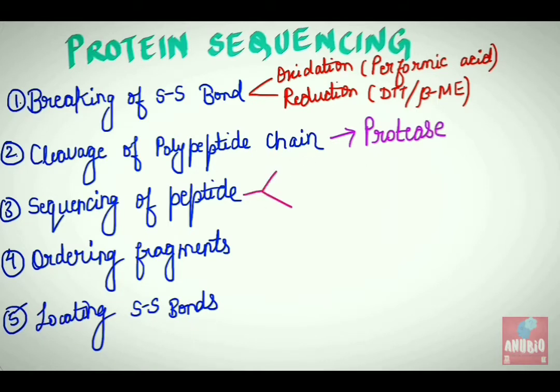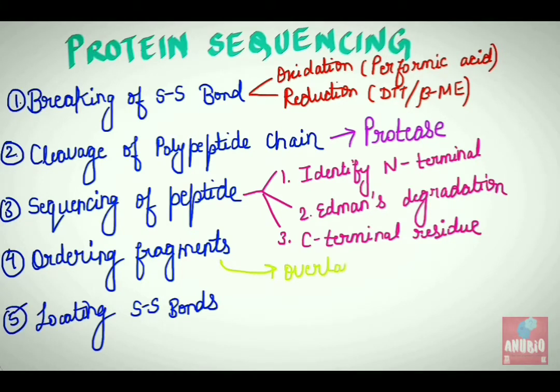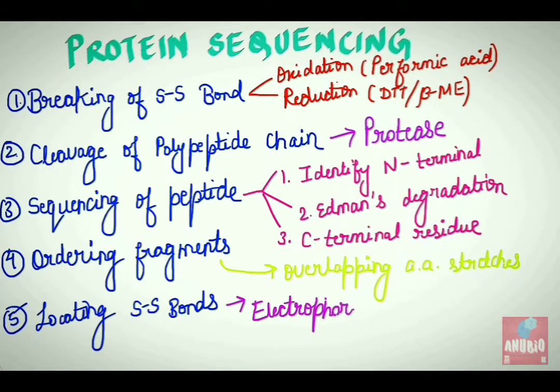Sequencing will again include three steps. First is to identify the N-terminal amino acid, then second, the most important one, is the Edman degradation, and then third is to identify the C-terminal amino acid. The cleaved fragments can be ordered by overlapping the fragments, because different proteases have cut at different sites. So overlapping can be used to deduce the sequence, and then electrophoresis can be done to locate the disulfide bonds.